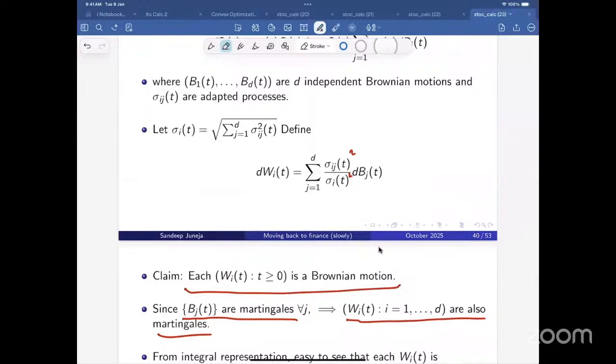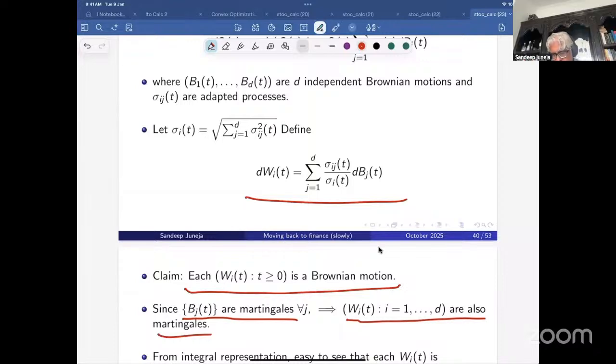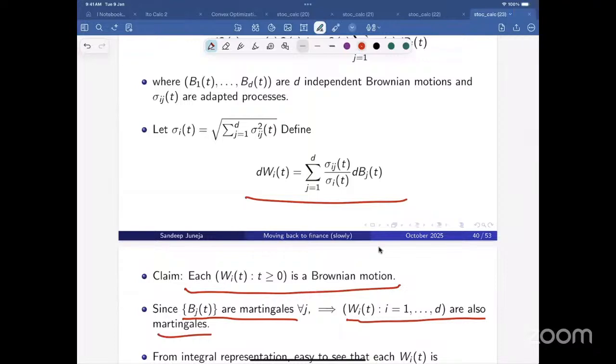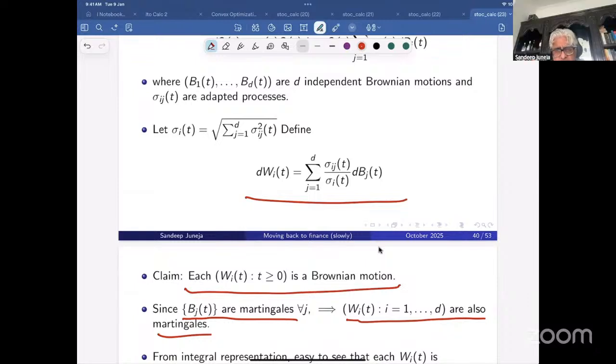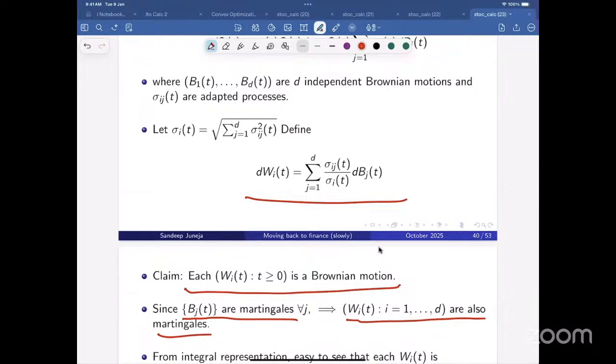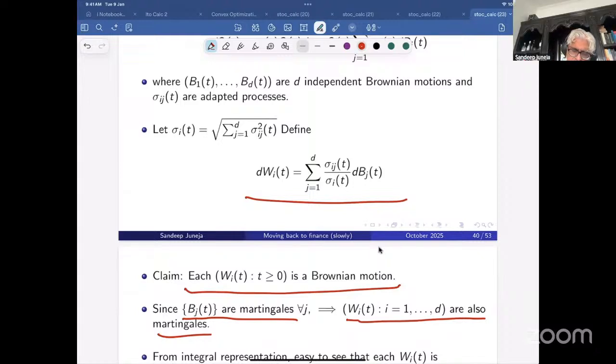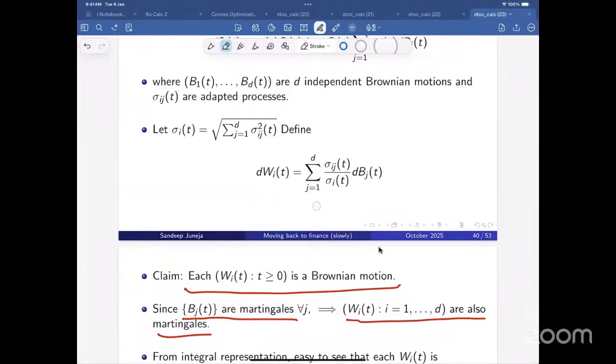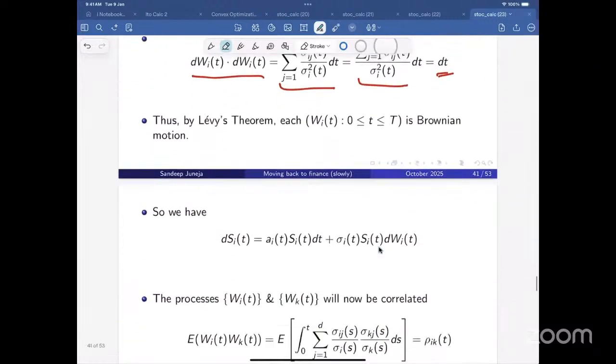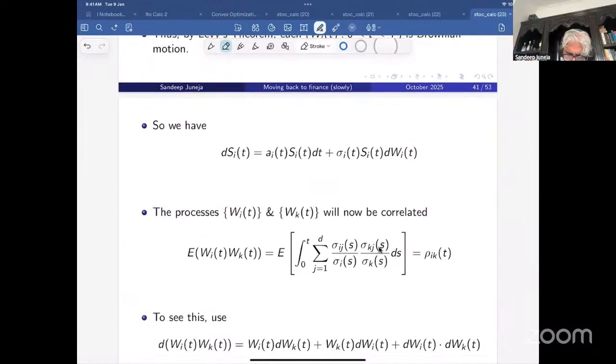So if you basically argue that dW_j(t) and dW_i(t), the product of those is equal to zero if i is not equal to j, because it's independent. But they're not independent. They're all linear combinations of independent Brownian motions, but they themselves are not independent. That's the whole point. That's why we are looking at this correlation, right? Otherwise, this would have been zero.